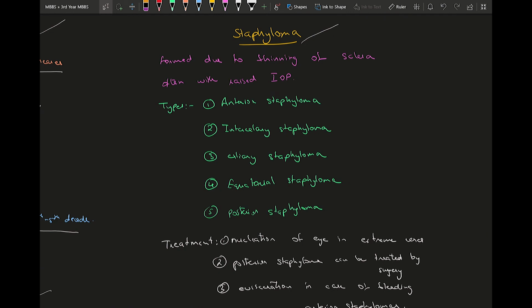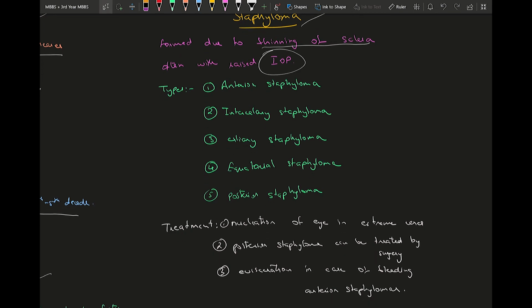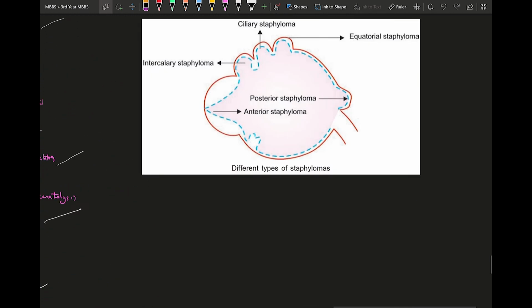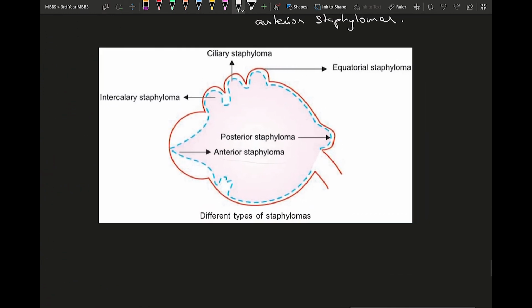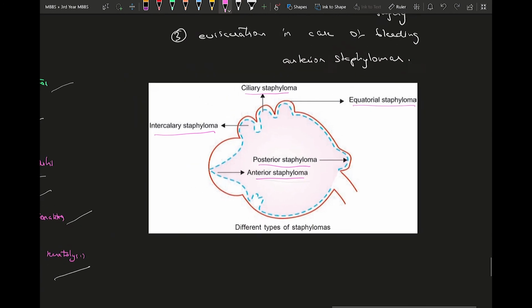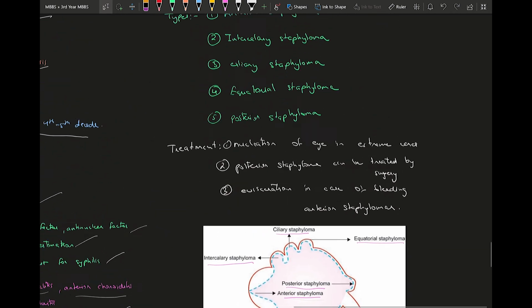So staphyloma is formed due to thinning of the sclera. Often it's associated with increased intraocular pressure. There are five types of staphyloma, which are given in this picture over here. So you can have an anterior staphyloma, posterior staphyloma, intercalary staphyloma, ciliary staphyloma, and equatorial staphyloma. These are based on the position. It's classified into five types.